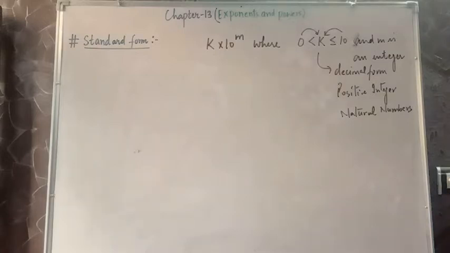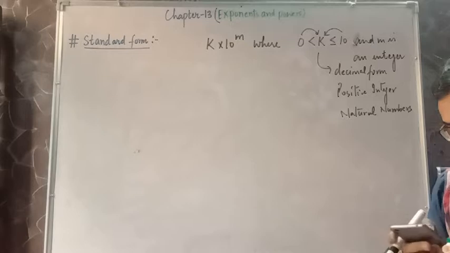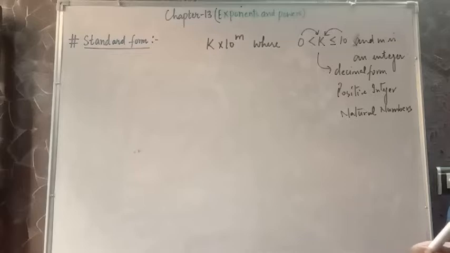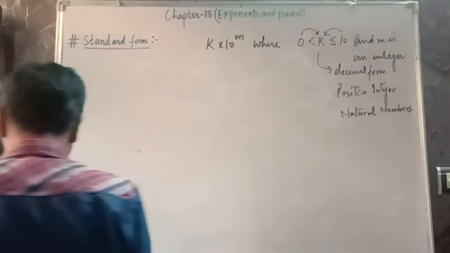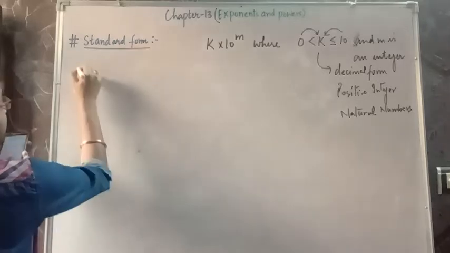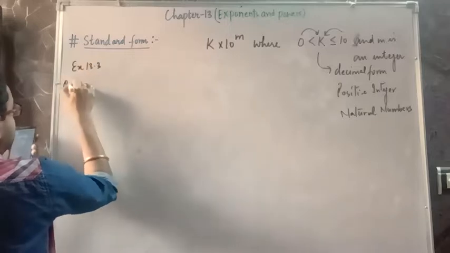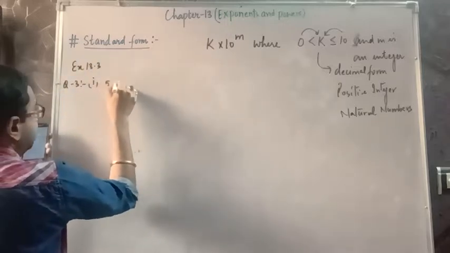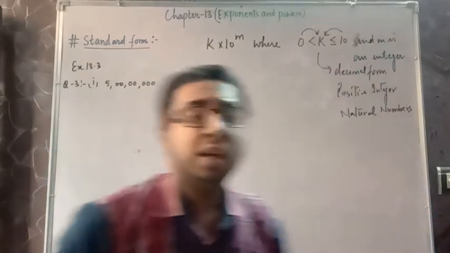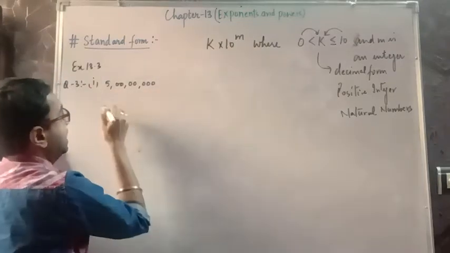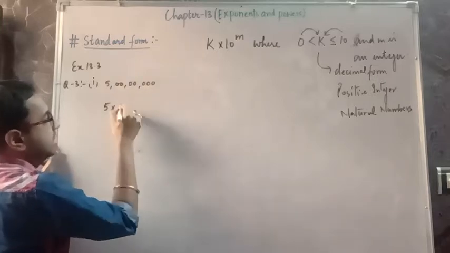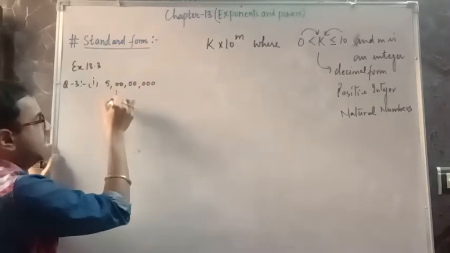Come to Exercise 13.3, question number 3. Express the following numbers in standard form. First part, 500000. Let's have this question. Here 5 is represented, so I can take k as 5. Now count: 1, 2, 3, 4, 5, 6, 7. 10 raised to power 7. I can write this as this form.